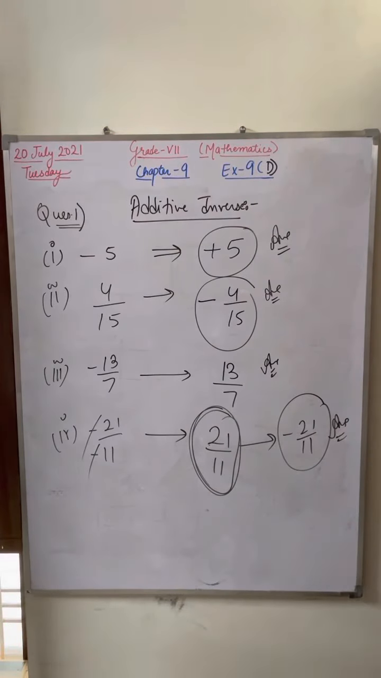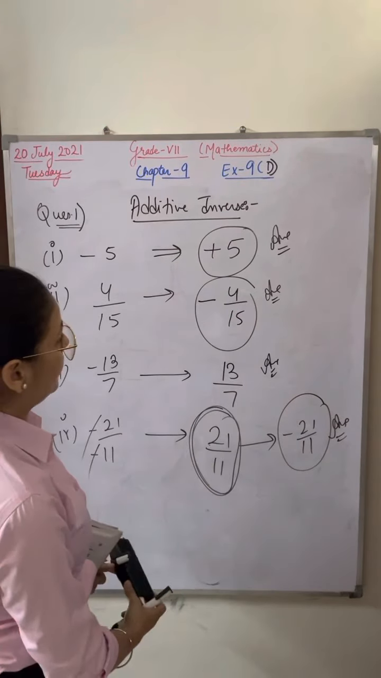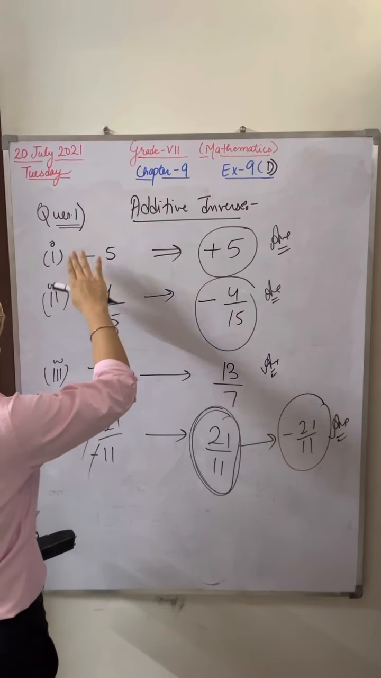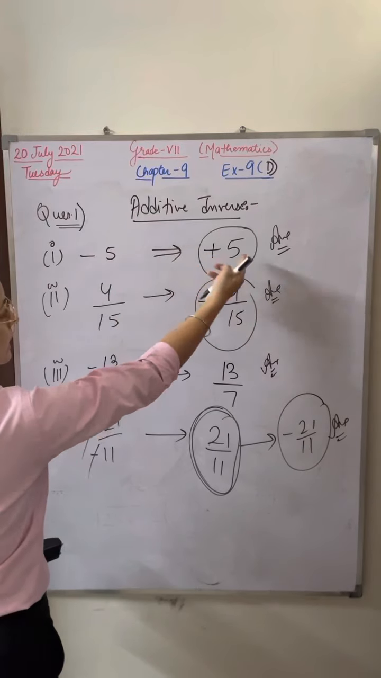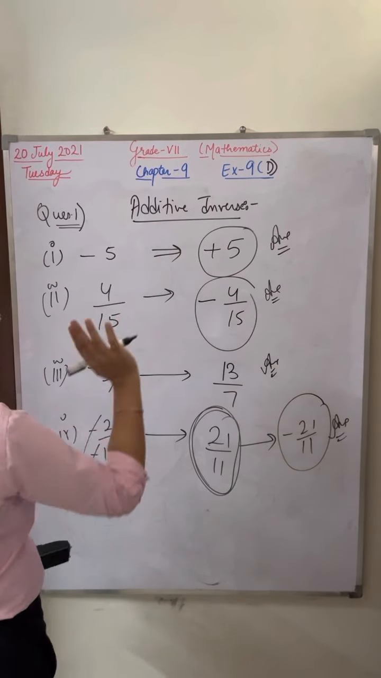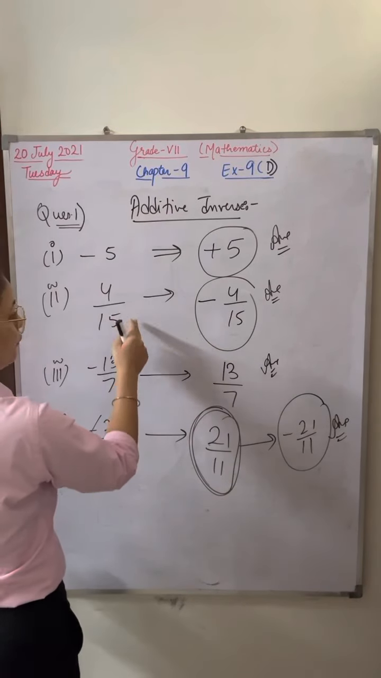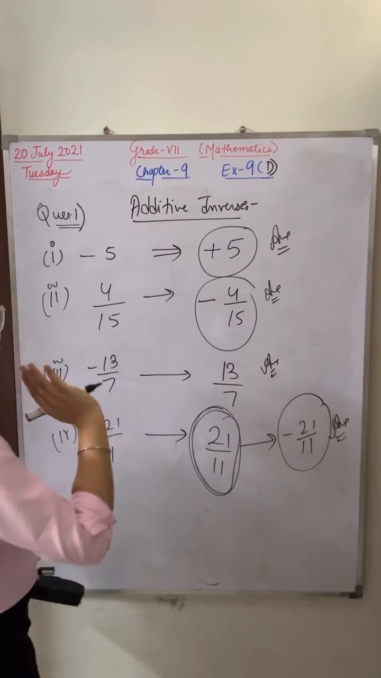Very, very easy. You just have to find the additive inverse. So what is the additive inverse? Additive inverse says you have to oppose the sign. If the sign is negative, you have to write the plus sign, the positive sign. But the term will be as it is. You don't have to change the term. This is 4 by 15. You don't have to write 15 by 4. No. 4 by 15 as it is. Only the sign will be opposite.